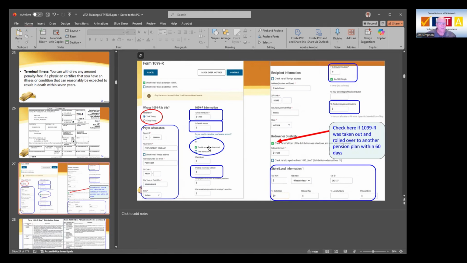Now, if for some reason they had sent you a check and the client tells you, hey, yeah, I went and established this rollover right away, before 60 days, you're going to check this box right here. It says check if all or part of the distribution was rolled over, and then enter in the rollover amount, right? That way we make sure TaxSlayer doesn't try to tax them on that.